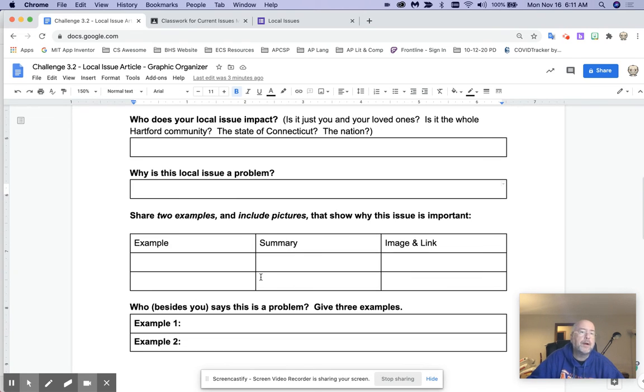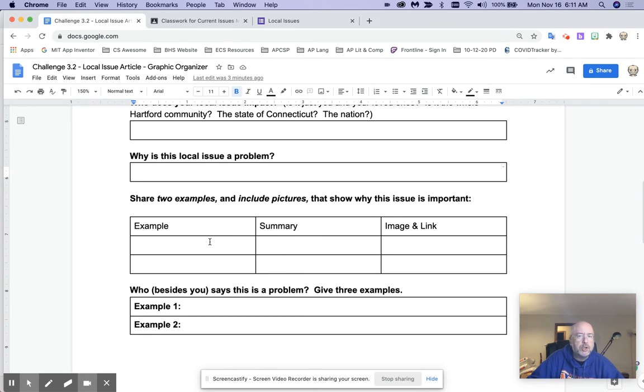That's why. All right. Now, two examples that show why this issue is important. I say that because maybe you're talking about homelessness and you want to share the story of a couple of homeless people, or pictures from areas where a lot of people are being fed, or a lot of people are having to find shelter in this cold weather, or something like that. Give me two examples of this in local Hartford areas, things I would recognize.